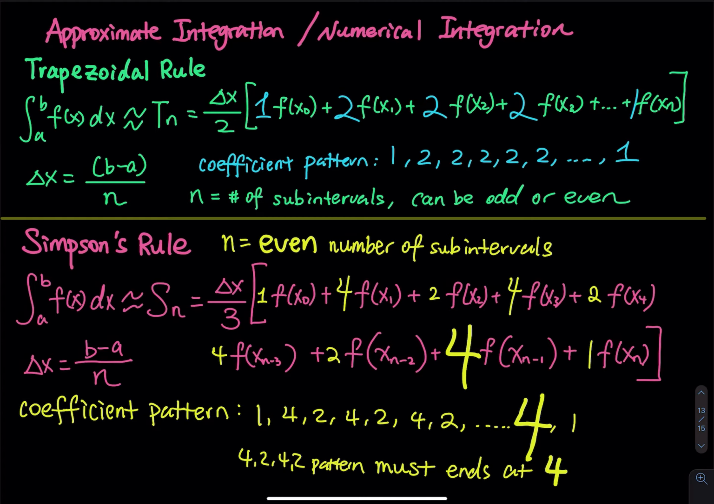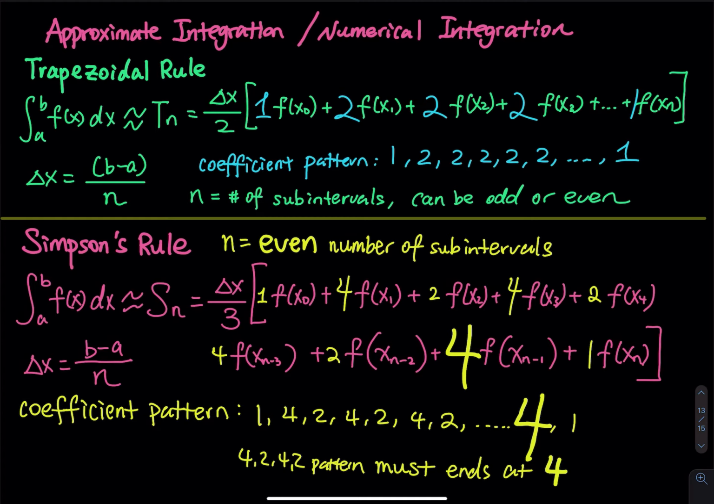When n is even, the pattern will end at 4. So the 4, 2, 4, 2 pattern ends at 4. This is a must. It's not optional. Okay? When n is even, yes, it will end at 4. You don't need to worry about it. So regarding n being even and n being odd, allow me to give you a couple of examples for Simpson's rule. The first one is when n is equal to 6.